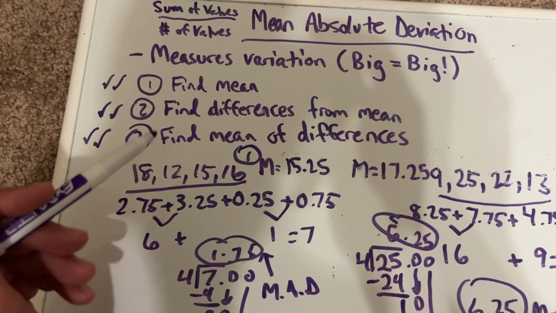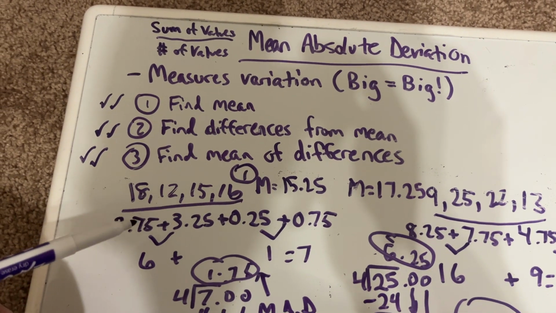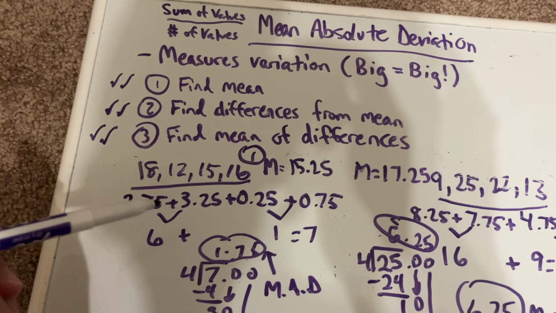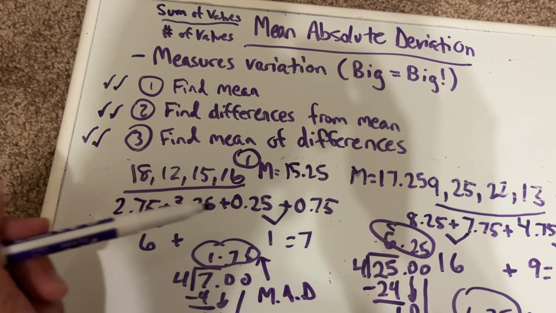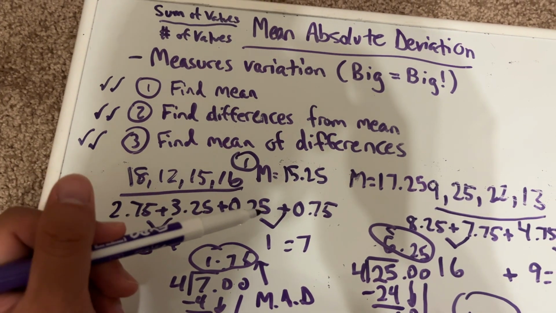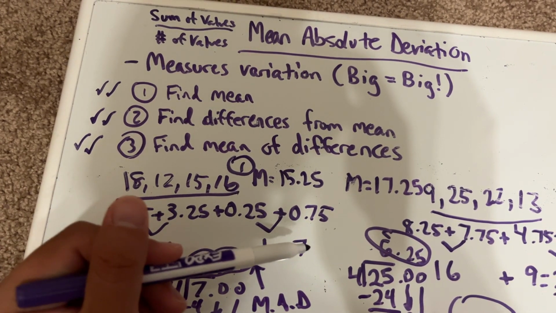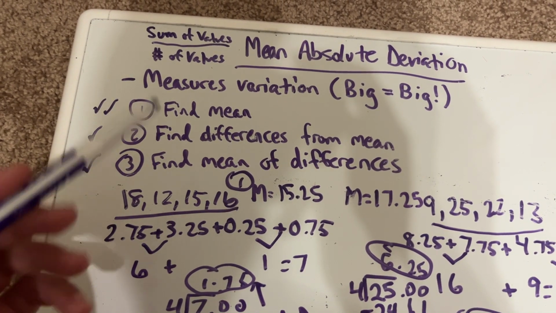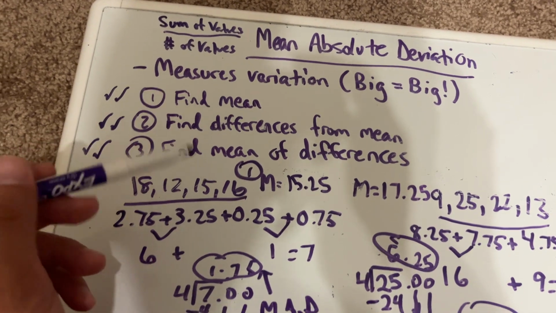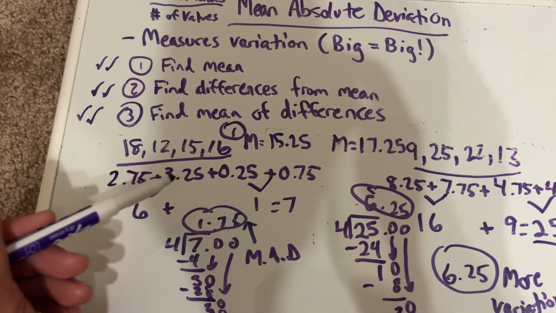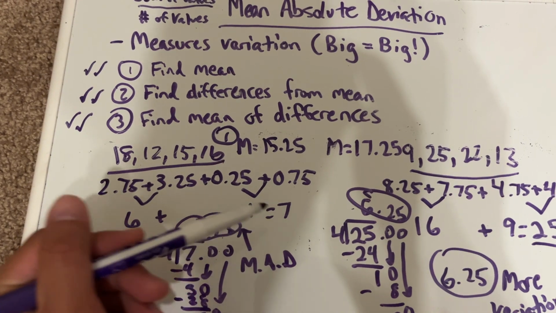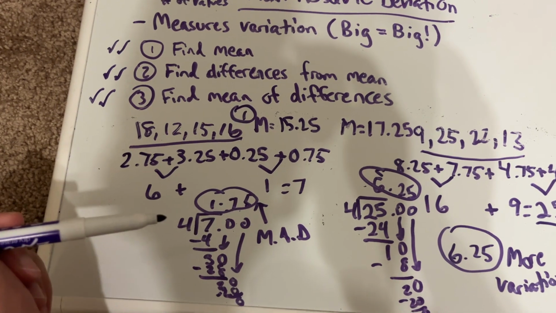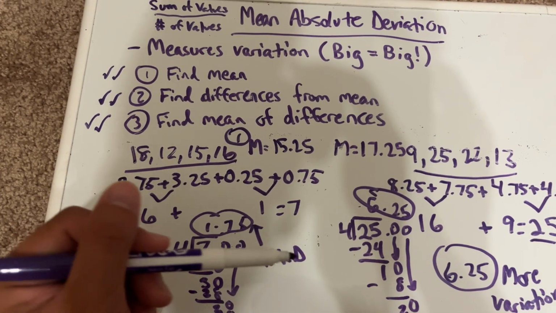So how do I solve for mean? Again, I'm going to take the sum of these values, 2.75, 3.25, 0.25, and 0.75. I add it all together and I got 7. These two values together make 6. These two values together make 1. And the sum of those two values makes 7. To finish the mean, after we find the sum of the values, we have to divide by the number of values. Since the sum of these differences made 7, we divided by 4 because there are 1, 2, 3, 4 numbers. And we got 1.75 as our mean absolute deviation.